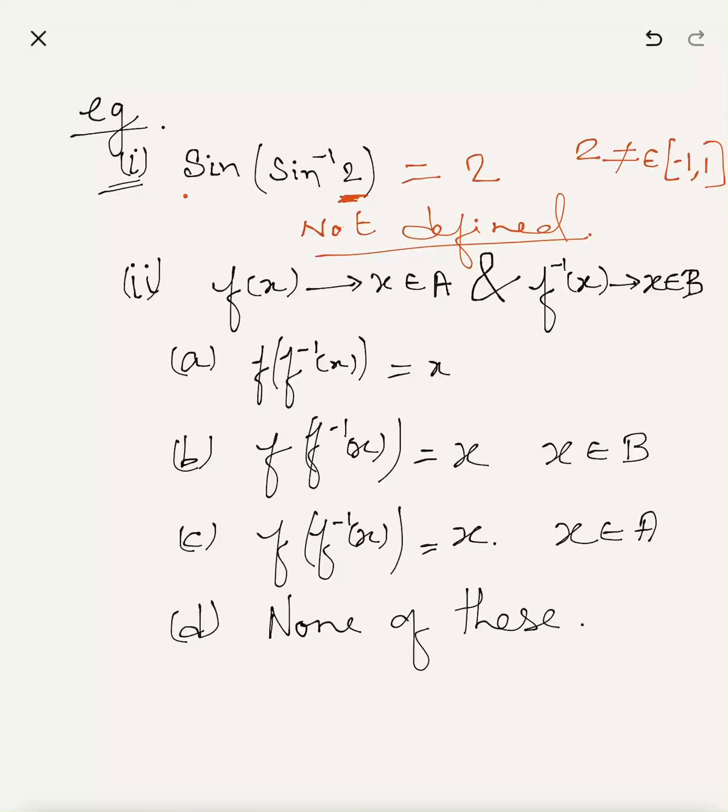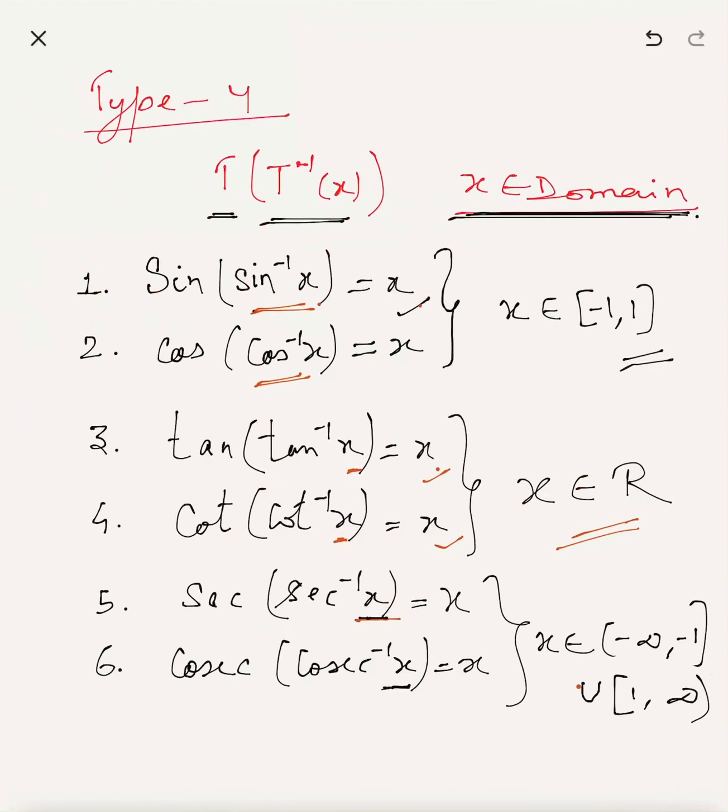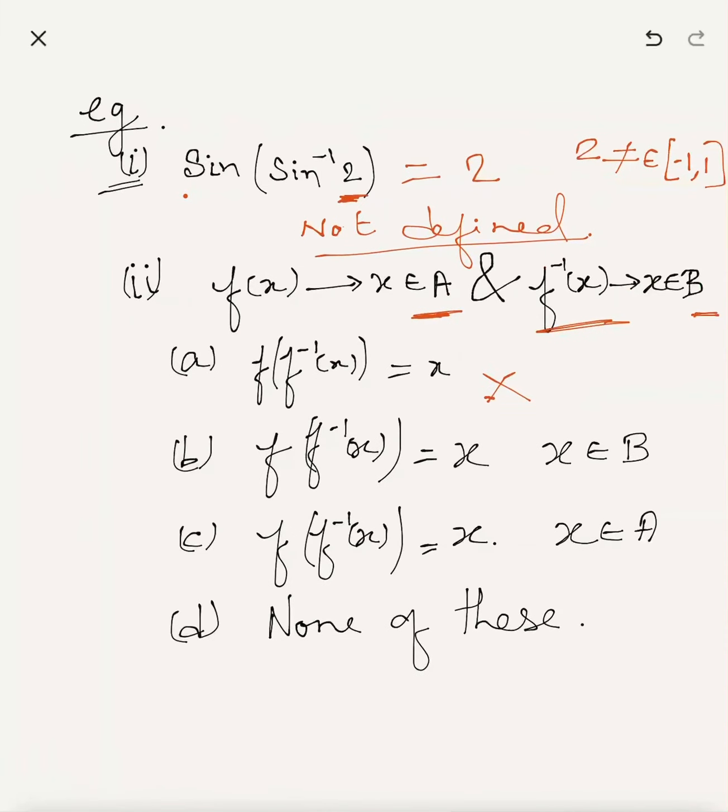Now look at the second example. Suppose f of x is a function in which x belongs to set A, and the other function is f inverse x, and x belongs to set B. Which option is the correct one? We have to choose the correct option. Let me check. The first one, f of f inverse x is equal to x. Is this always true? No, right? We have just seen the properties. Sine of sine inverse x is x when x belongs to -1 to 1, and I have told you that x should belong to the domain of the inverse function, meaning the inner function. The inner function is the inverse function. So option A is not correct.